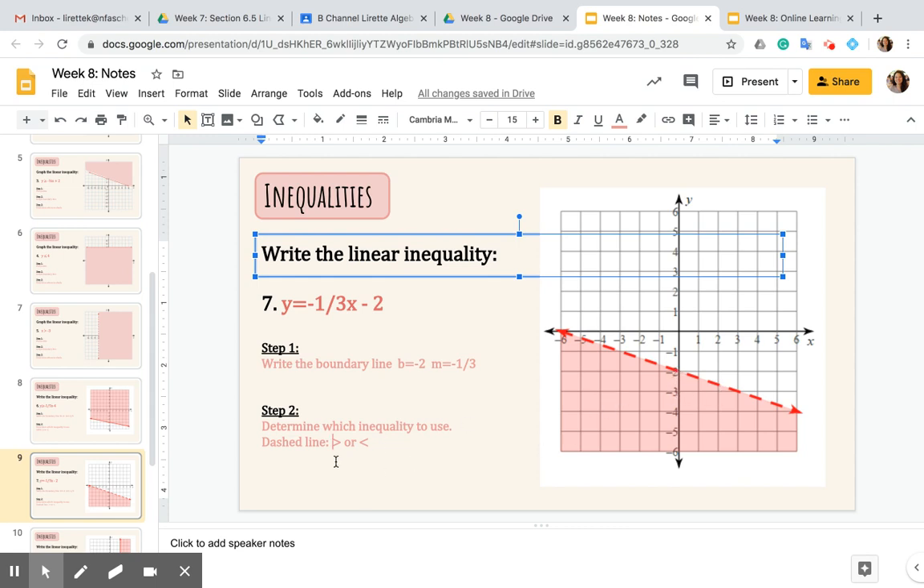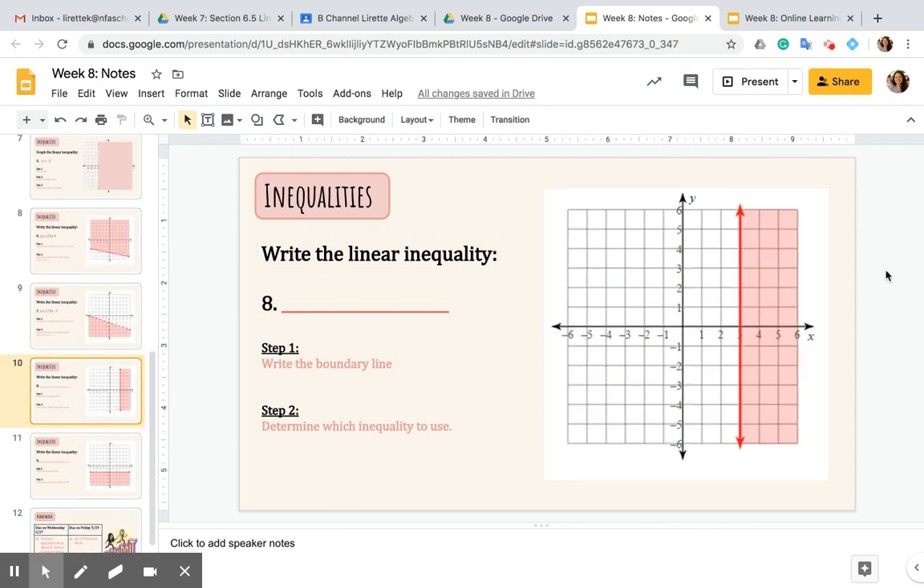And then to figure out whether or not it's y is greater than or y is less than, same idea. You put your finger or pencil, whatever, on the line and you move vertically until you reach the shading. So in order to reach the shading, I have to move down. So that means that I want to pick the less than symbol, okay? So it's got to be less than.